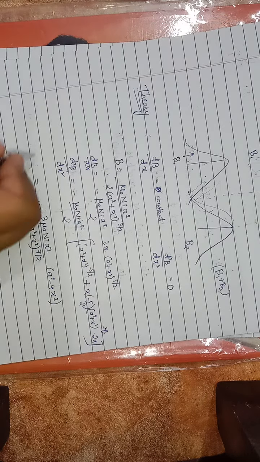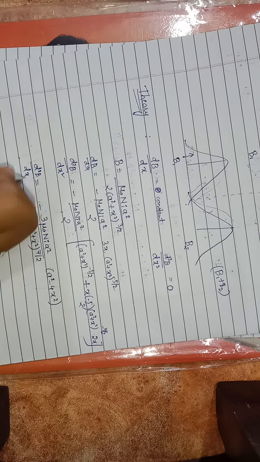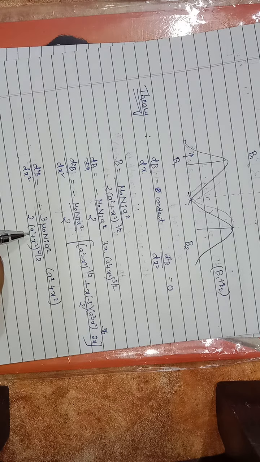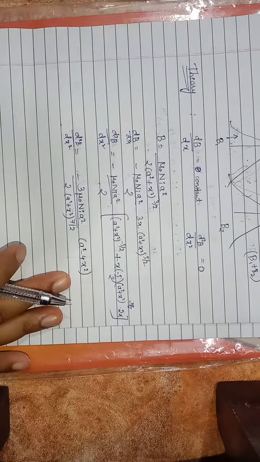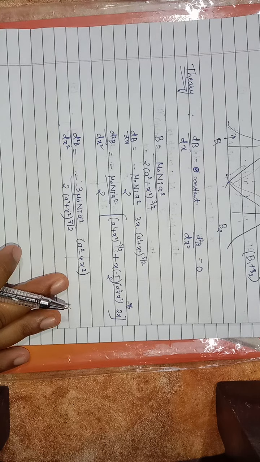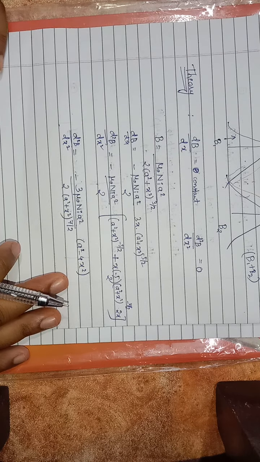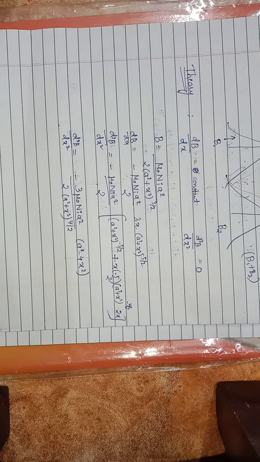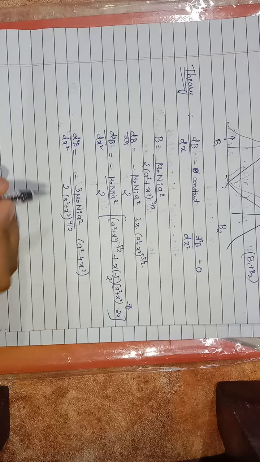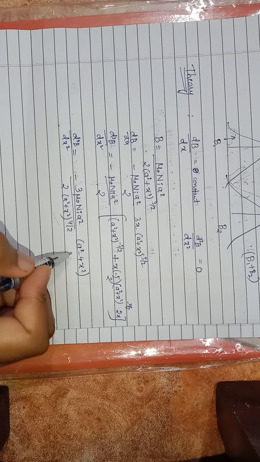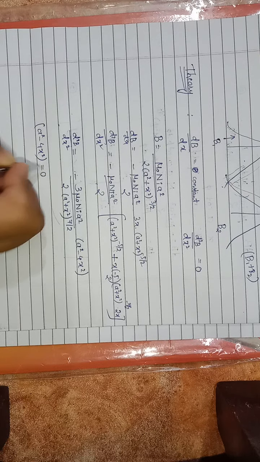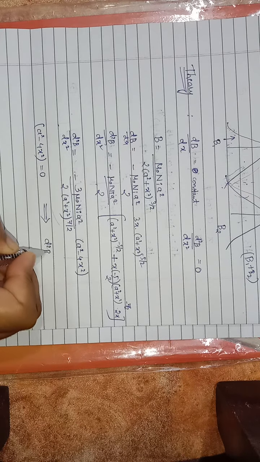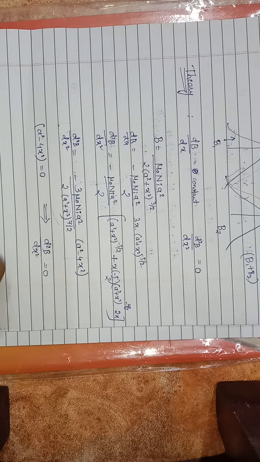So the d square B by dx square we obtained is this. Now, what we said initially is that the theory of the Helmholtz galvanometer tells us that the rate of change of magnetic field is constant, hence d square B by dx square is 0. So d square B by dx square can become 0 if a square minus 4x square is 0. If a square minus 4x square is 0, then d square B by dx square is also equal to 0.